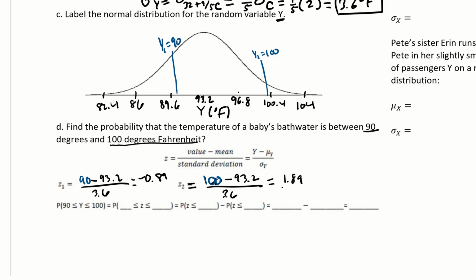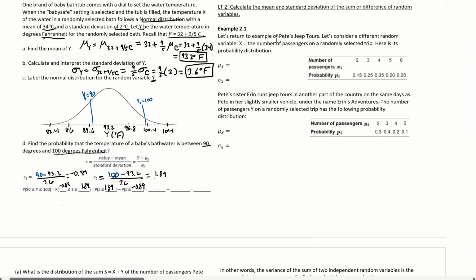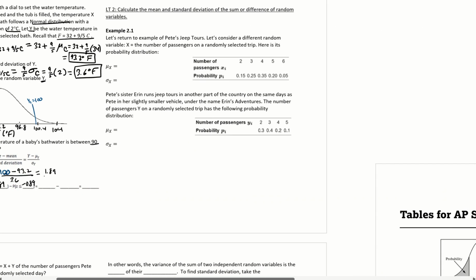So we want the probability between 90 and 100, and we already calculated those z-scores: negative 0.89 and 1.89. To calculate this, you need to look both values up on the z-table and then subtract them. We look up the value for 1.89, and the value for the smaller one, negative 0.89, and subtract those two values. Let's look up those values.